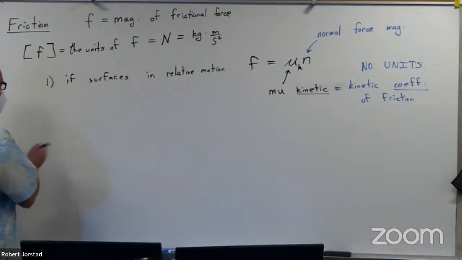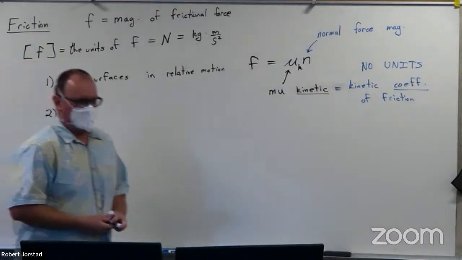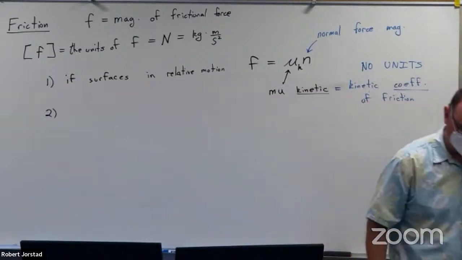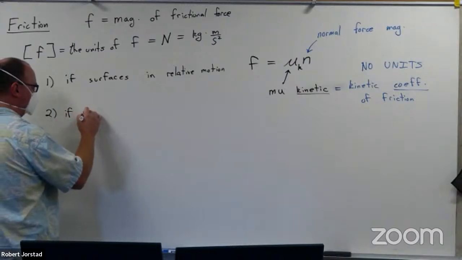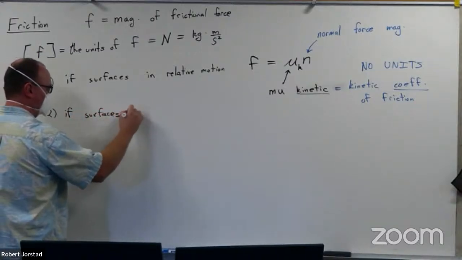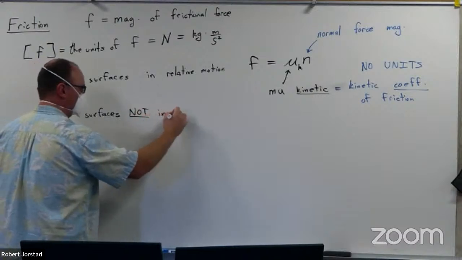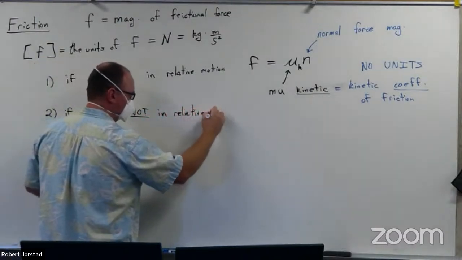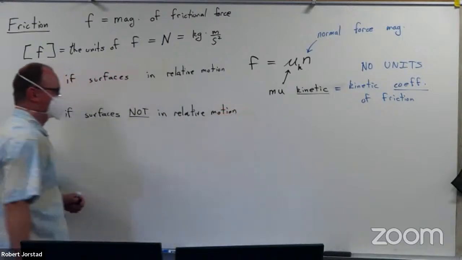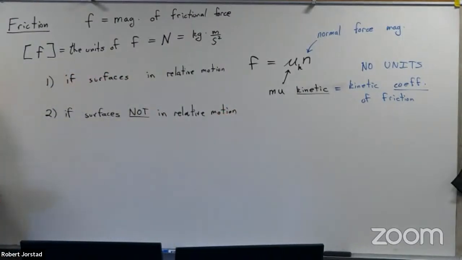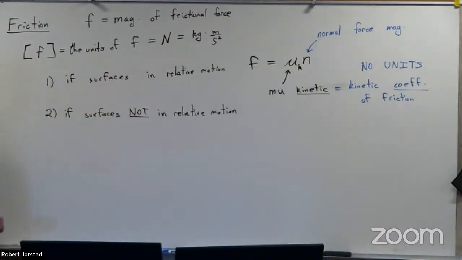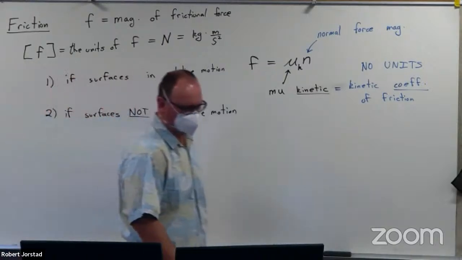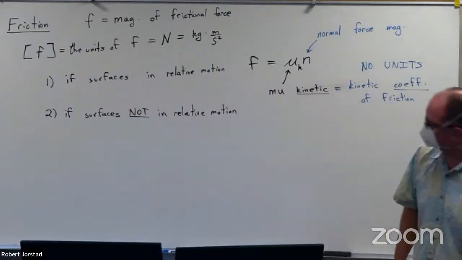All right, number 2. That's the easy case. Okay, if the surfaces are in relative motion, easy. We've got this formula. We can learn all about it. If the surfaces are not in relative motion, I think I put this in 2 cases, and let me make sure I get the cases in the right order.